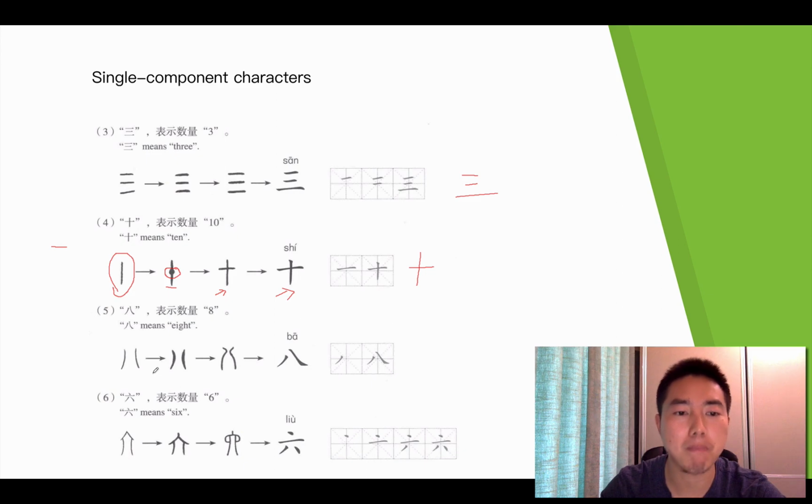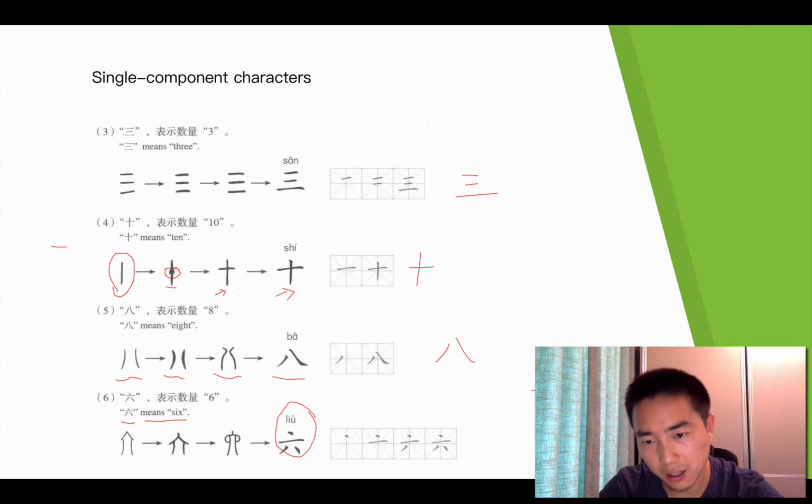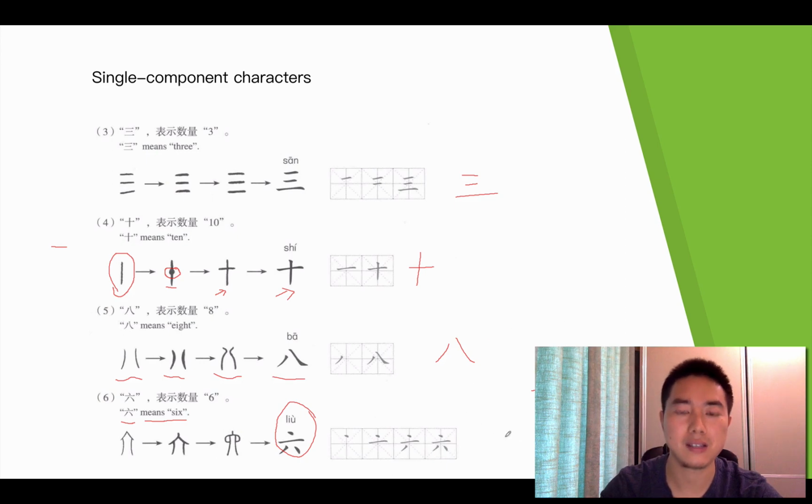The next one is 8. So 8 is 八 in Chinese. This is how it looks like. So we write 八 in Chinese like this. Okay, the next one is 6. 六 means 6. So 六 originally looks like this, then gradually it becomes this way. 六: dot, horizontal, left falling, dot. Okay, this is 6. These are all the things we're going to learn in lesson 1.